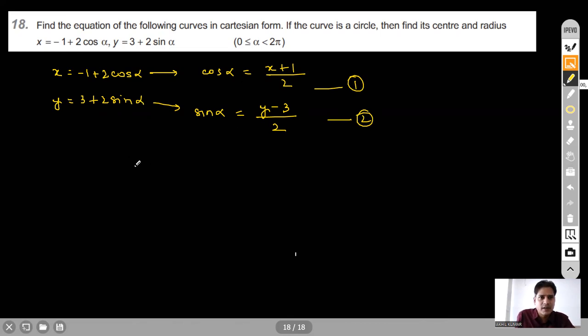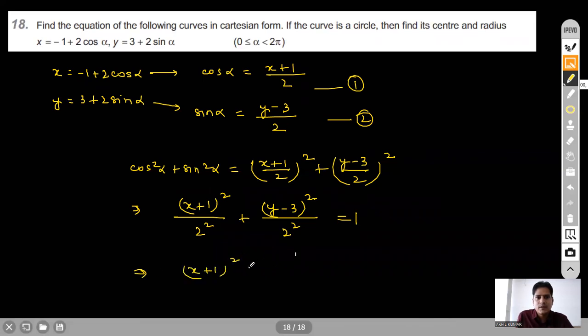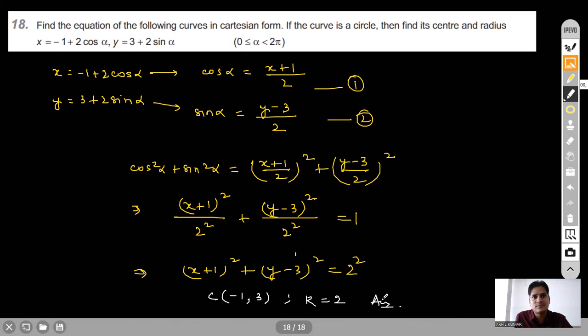Now squaring and adding both the equations, we get cos square alpha plus sine square alpha is equals to x plus 1 by 2 whole square plus y minus 3 by 2 whole square, right? So this is nothing but 1, or we can write it as x plus 1 whole square by 2 square plus y minus 3 whole square upon 2 square is equals to 1. Okay, so this is x plus 1 whole square plus y minus 3 whole square is equals to 2 square. So what is the center of this circle? Center of this circle will be minus 1 comma 3. And what is the radius? Radius is nothing but 2. So this is our answer. The center of this circle will be minus 1 comma 3 and the radius of this circle will be 2. So hope this exercise is clear to all.